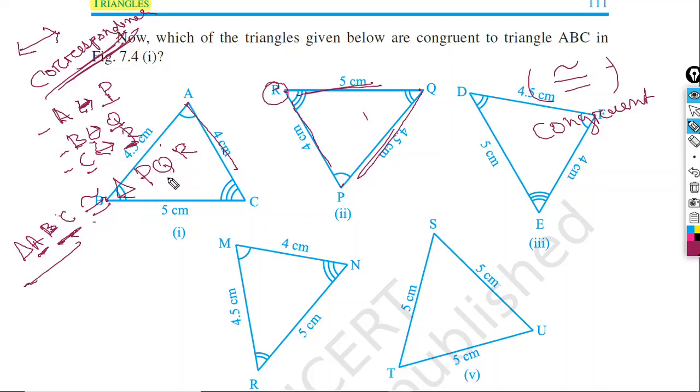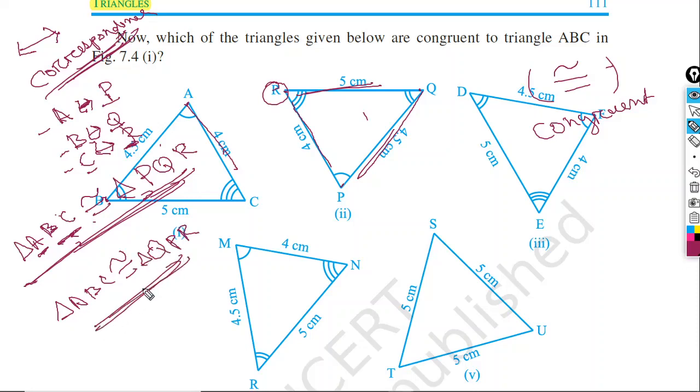And can we say another thing? Can we say triangle ABC congruent to triangle, say, instead of PQR I will write QPR, triangle QPR? Will it be correct? This means point A will correspond to point Q. Look at the figure. Angle A is equal to Q? Is it correct? No. So this will be wrong. This type of writing method will be wrong.